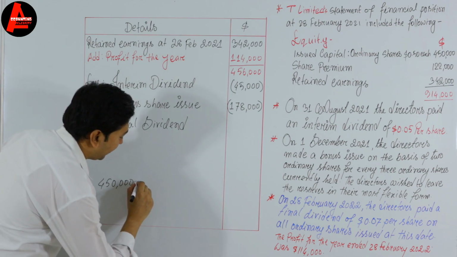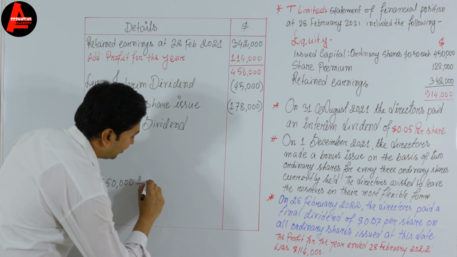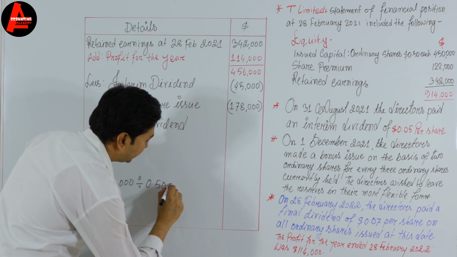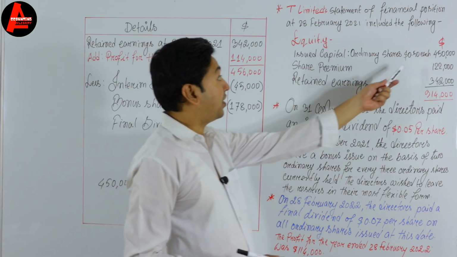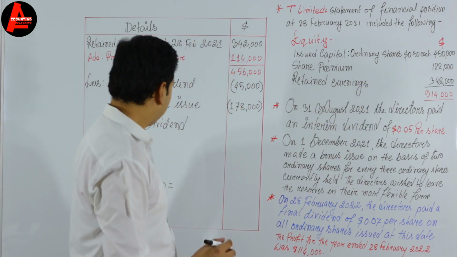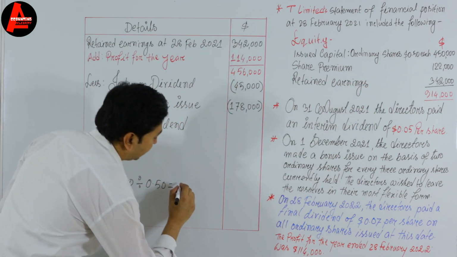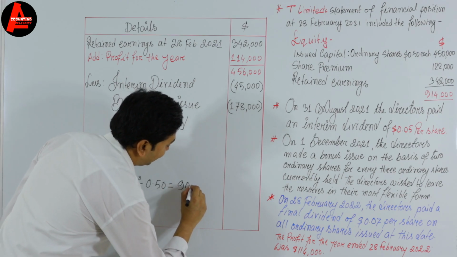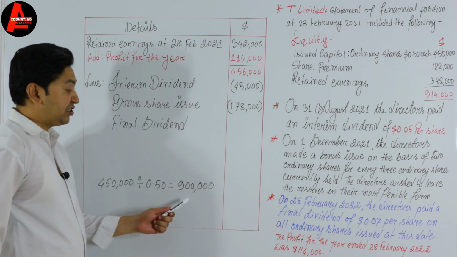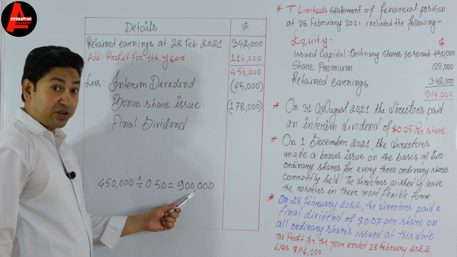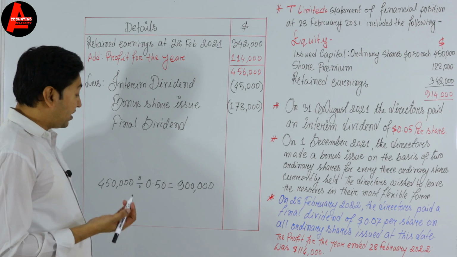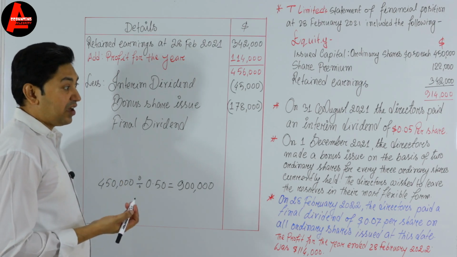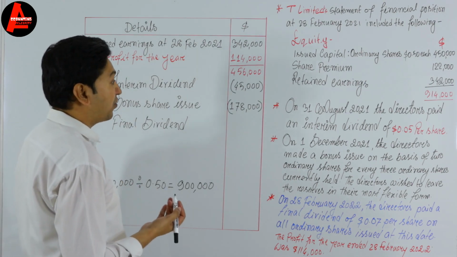We will divide this amount by $0.50, which is the price per share. If we divide, we get 900,000 ordinary shares. This is the number of shares, don't be confused, this is not dollars. Then we have 600,000 more shares. How did we calculate this number of shares?